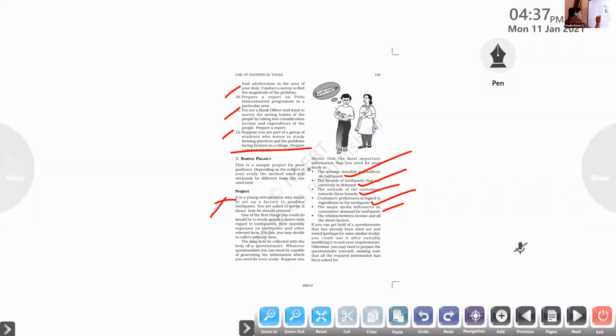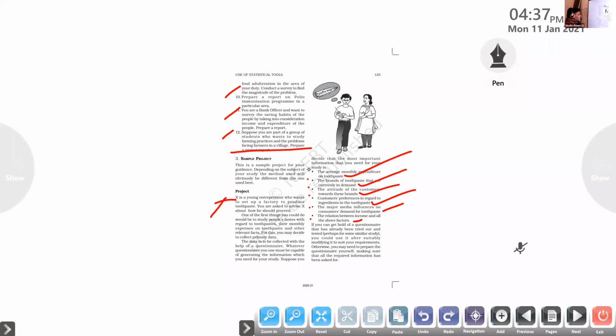Next one, the relationship between income and all the above factors that we mentioned earlier. If you can get hold of a questionnaire that has already been tried out and tested, perhaps for some similar study, you could use it after suitably modifying it to suit your requirements. So once we have prepared a questionnaire, we can alter it and use it for different studies. Clear? Just keep that idea. Otherwise, you may need to prepare the questionnaire yourself, making sure that all the required questions are asked. So question creating is an art here.